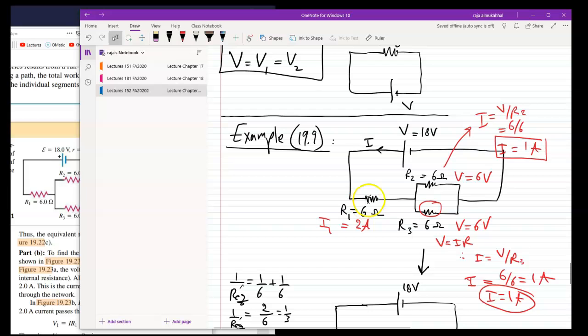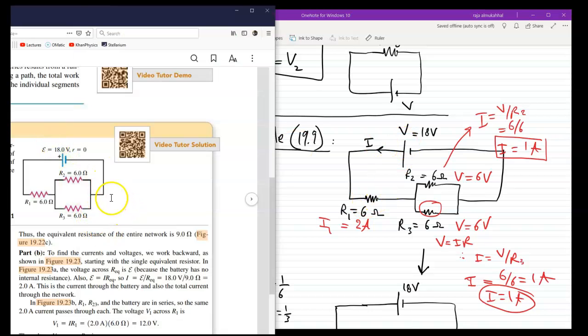And there we go. We are basically done with this. He said find the current through every single resistor. We found it. So the current through the R1 resistor is 2 amp, and the current through R2 is 1 amp, and the current through R3 is also 1 amp. And there we go. You got it? Okay.